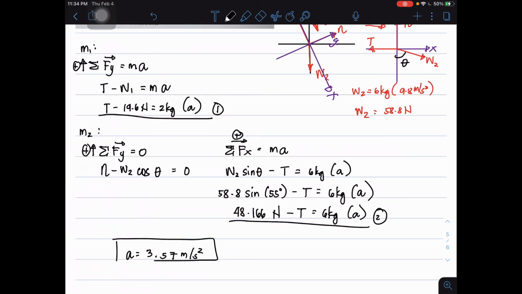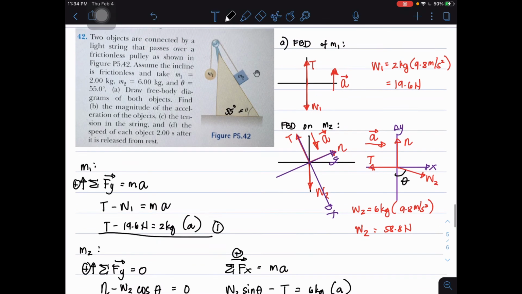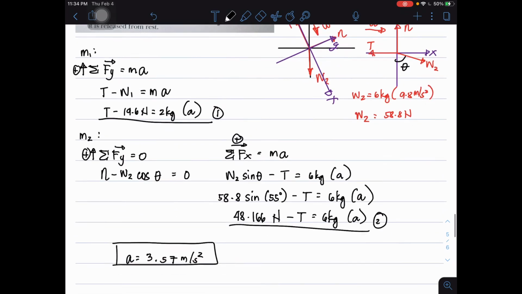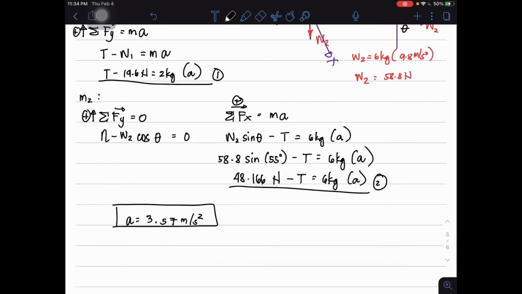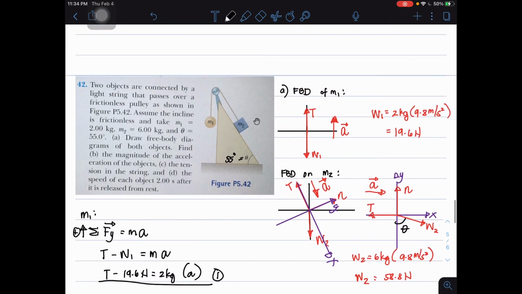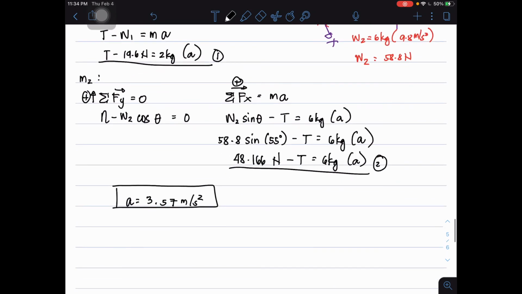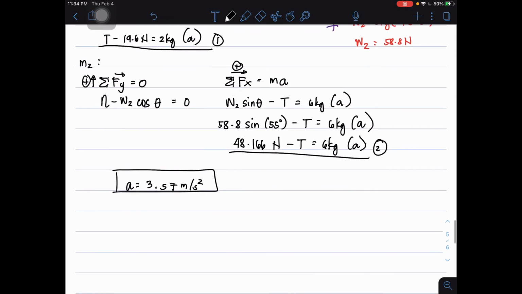It's just the magnitude, because the direction of the acceleration depends on who we are talking about. Is it the sphere or the cube? So for the tensile force, we have 26.7 newtons.